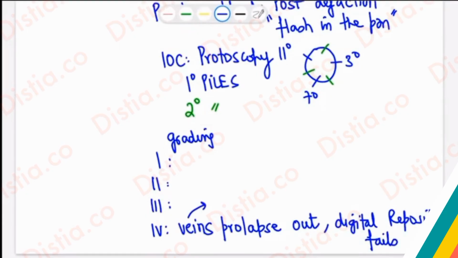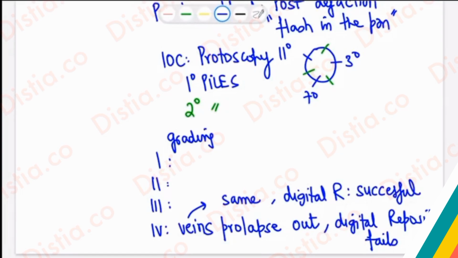On the other hand, if a person tells you the same information that he goes to the washroom, there's gonna be blood at the end of defecation, then the veins come out. He tries to go in for digital reposition. Alphabet R here stands for reposition, but digital reposition is successful, then I'm gonna call it a grade 3 piles.